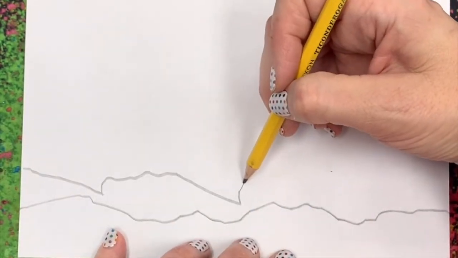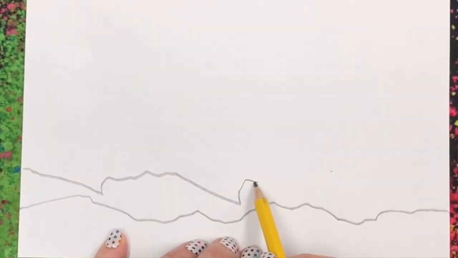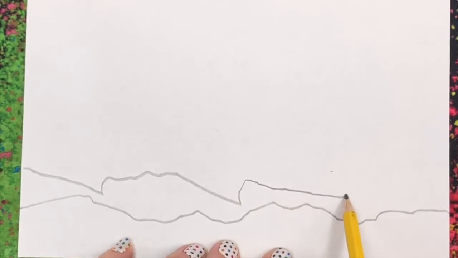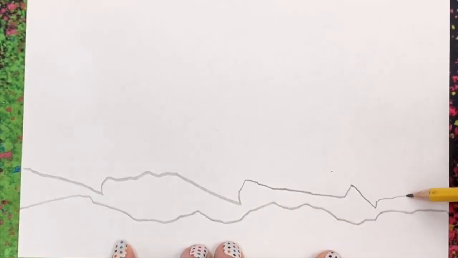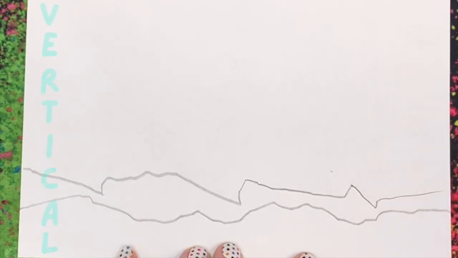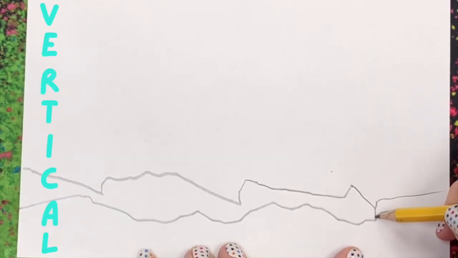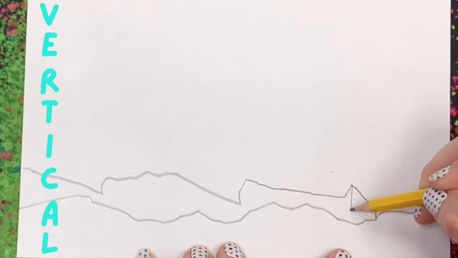So I'm just drawing a couple lines that are not straight. We want it to look a little bit rocky, and they go up and down, and they have some zigzags, sort of like sharp rocks. So I made those two lines pretty close together.